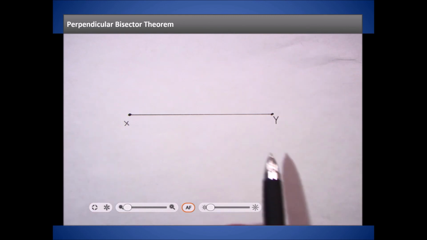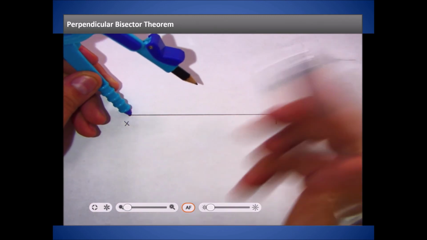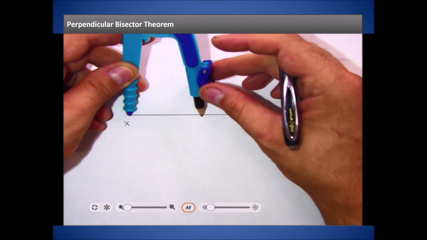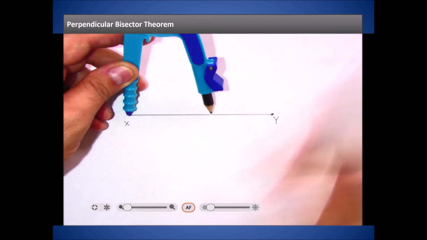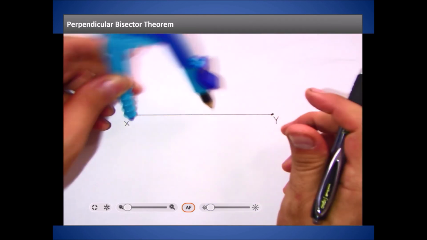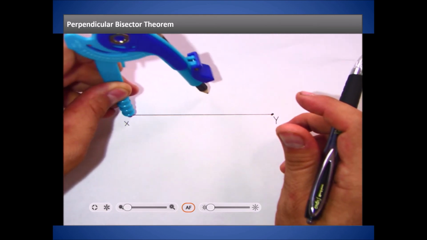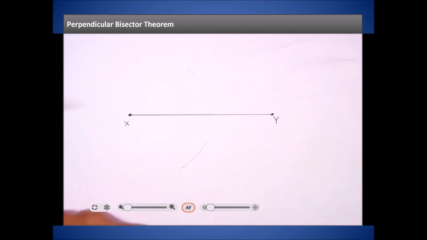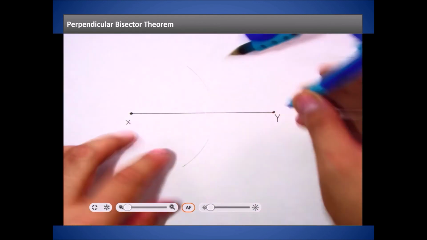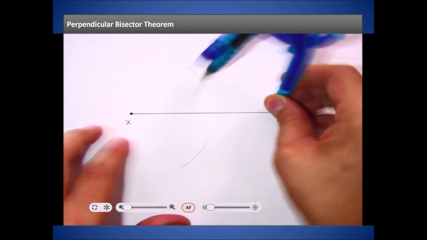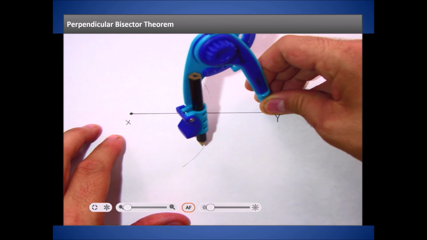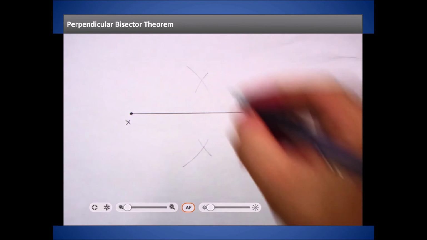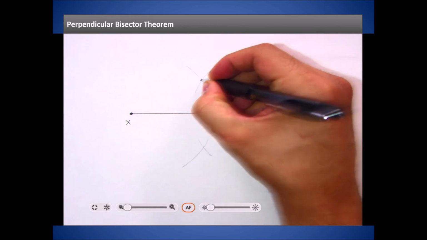In order to do this, we're going to use a compass. Put one point of the compass on X, and change the distance of the compass so that it's a little bit more than half of the line segment, like so. Then we draw an arc above the line segment and below, and repeat that, maintaining the same distance, on the other side. Now you should have two arcs. We mark the points where the arcs cross, above and below.